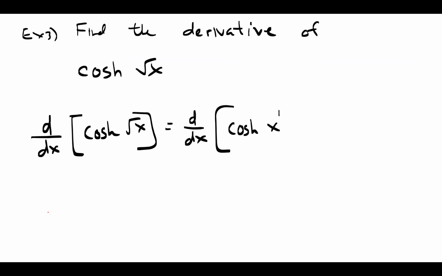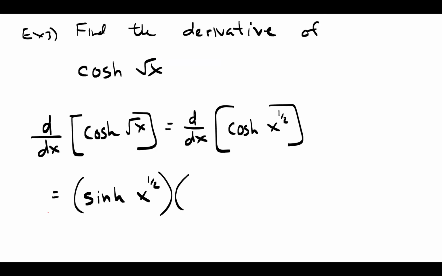If we want to, we can make that square root to be a 1/2. So 1/2 is the inside function, cosh is the outside function. Peeling an onion says sinh, and the stuff inside stays the same. Then what is the derivative of x to the 1/2? Perfect. Yeah, 1/2 x to the negative 1/2. Eventually we do want to put them back into radical form, because this is called exponential form. So let's go with sinh of square root of x.